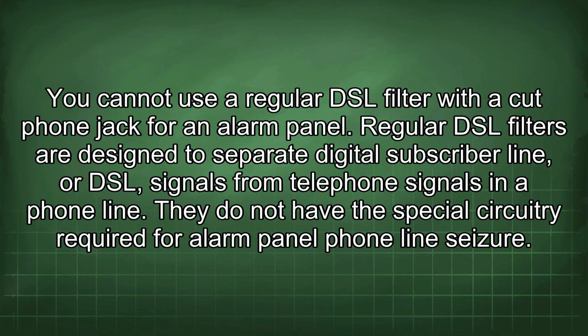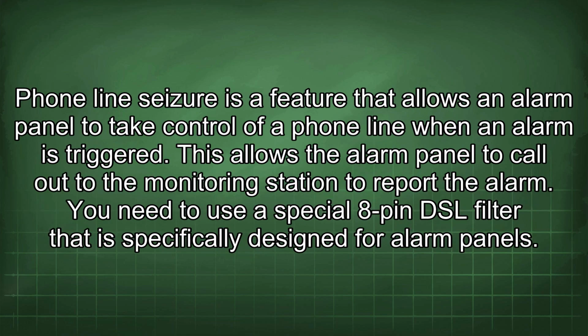You cannot use a regular DSL filter with a cut phone jack for an alarm panel. Regular DSL filters are designed to separate digital subscriber line, or DSL, signals from telephone signals in a phone line. They do not have the special circuitry required for alarm panel phone line seizure. Phone line seizure is a feature that allows an alarm panel to take control of a phone line when an alarm is triggered. This allows the alarm panel to call out to the monitoring station to report the alarm.